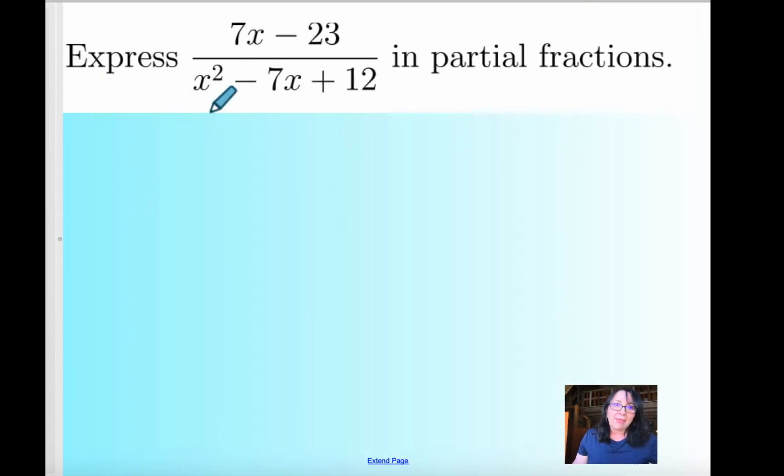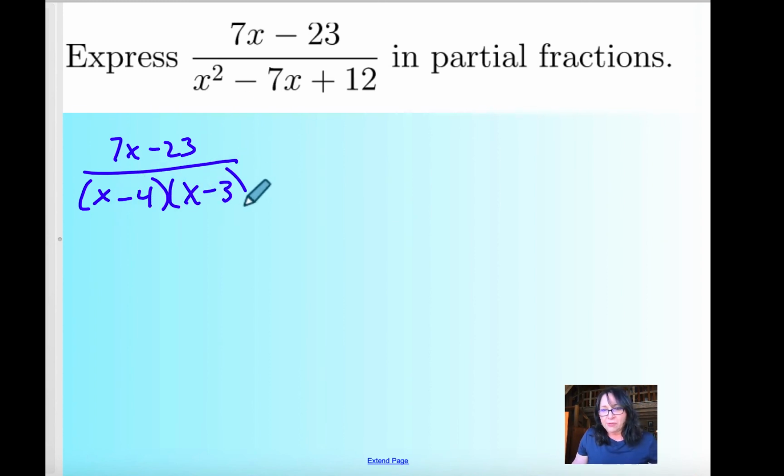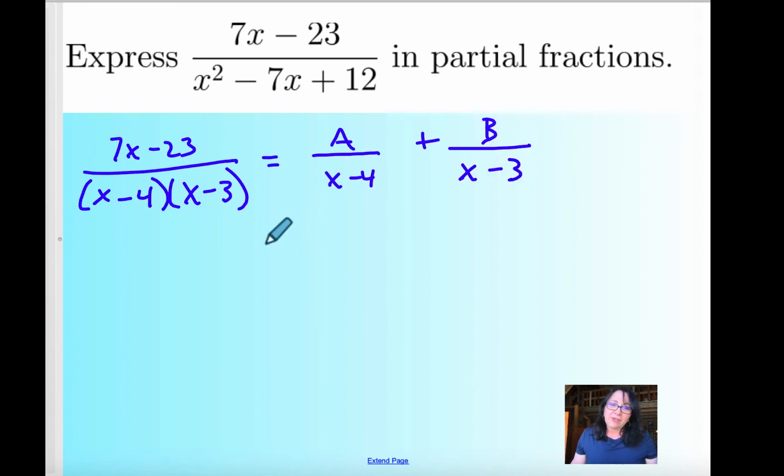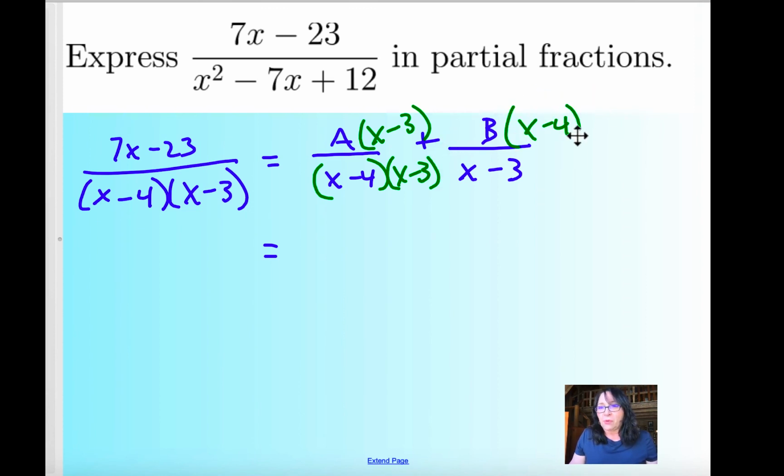One more, and then we're done. We've got, again, 7x minus 23, and we've got x, this is to get a negative 7, so it's going to be a negative 4, and x minus 3. This equals my A over x minus 4 plus my B over x minus 3. I'm going to get a common denominator here. So my common denominator is going to be a combination of x minus 4 times x minus 3. So x minus 3. This will be an x minus 4. And this will be an x minus 4. Denominators are going to cancel.